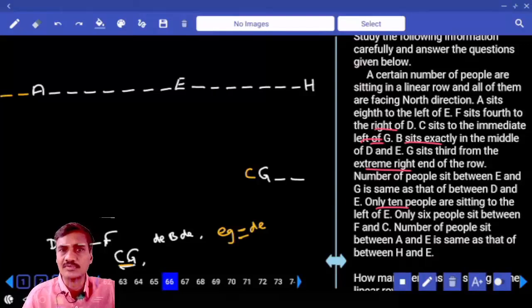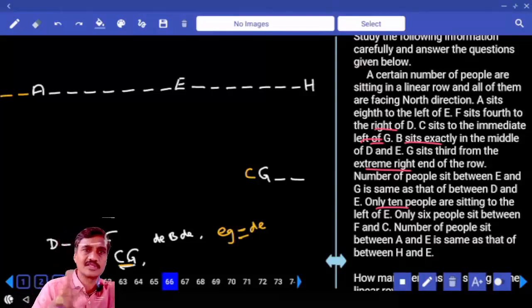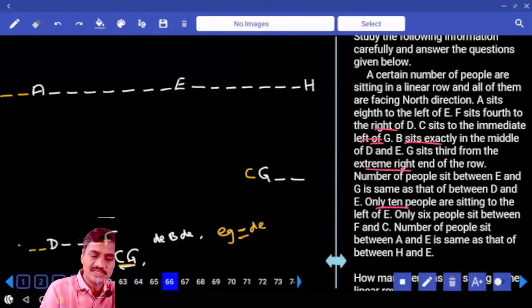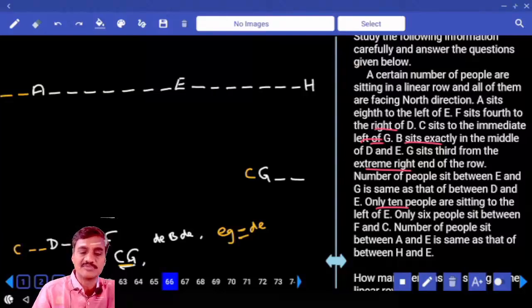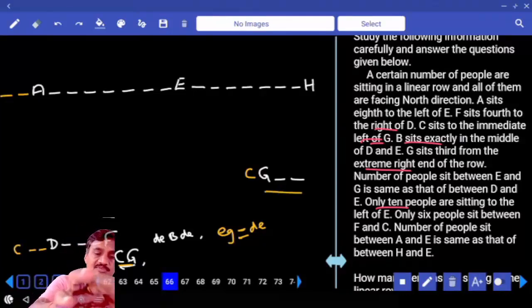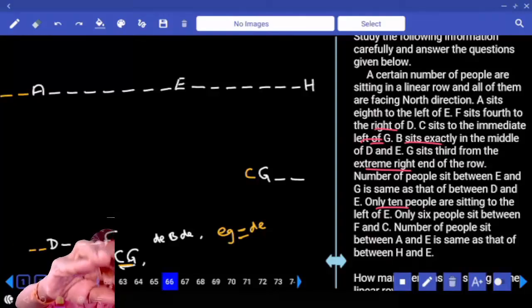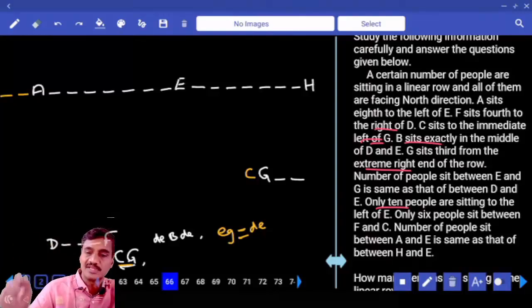మన లెఫ్ట్ ఎందుకు కాకూడదు? మనకి ఆర్డర్ ఇవ్వలేదు కదా లెఫ్ట్ టు రైట్. నా 1 2 3 4 5 6 సి ఇక్కడ ఉంటే దాని మినిమం ఎంతమంది ఉండాలి చెప్పండి? Minimum 6 members or minimum 7 members are to the right hand side of C. Is it possible? No, because only 3 persons are to the right hand side of C. Hence C cannot be to the left hand side of D, isn't it? And C must be to the right hand side.